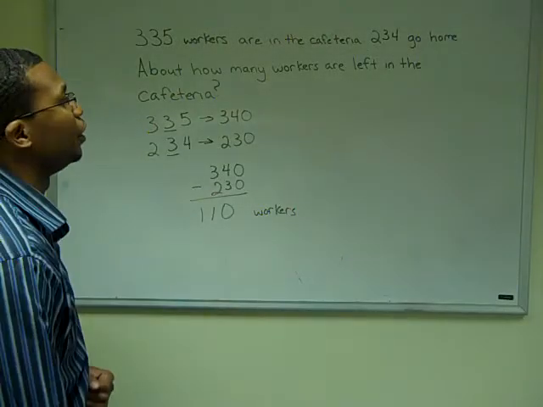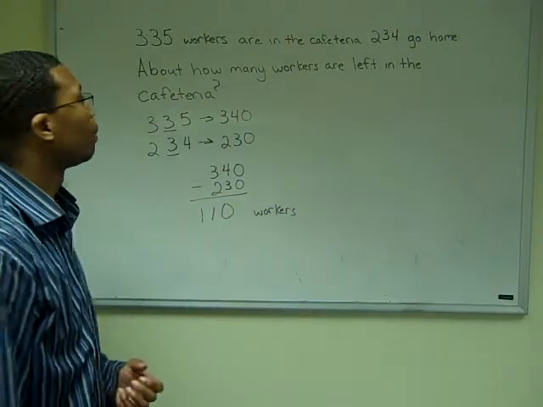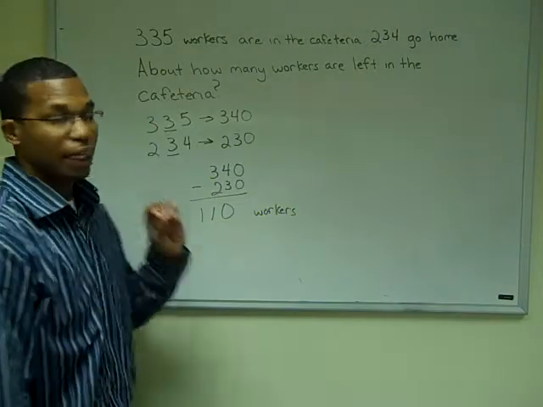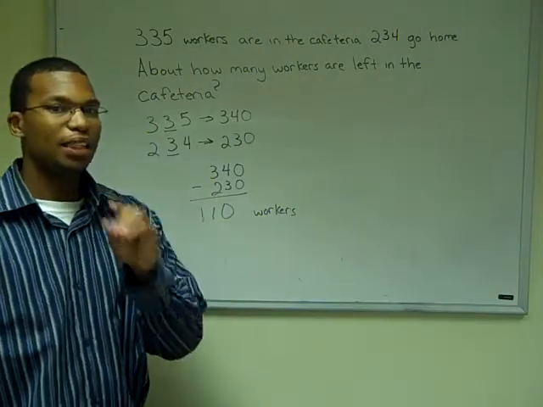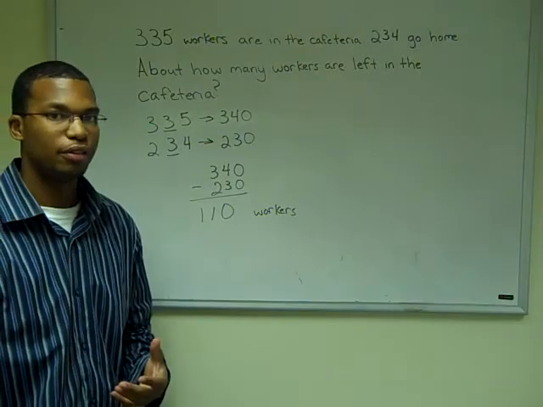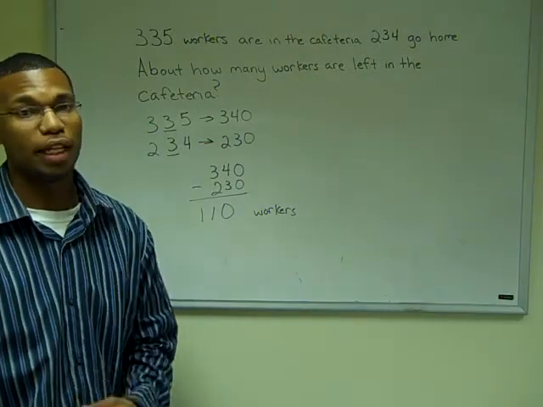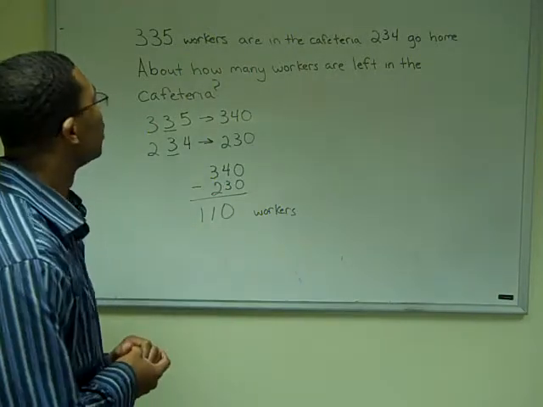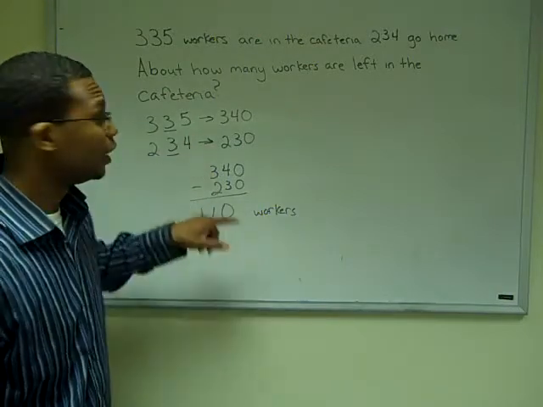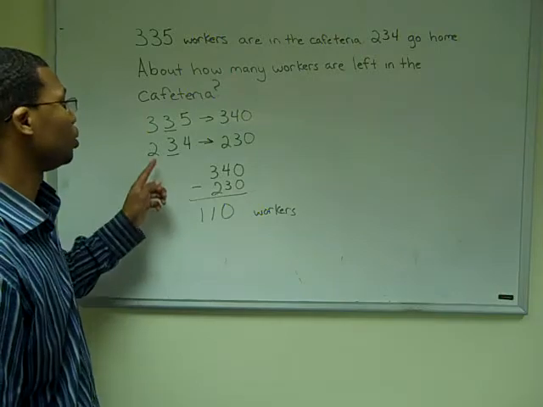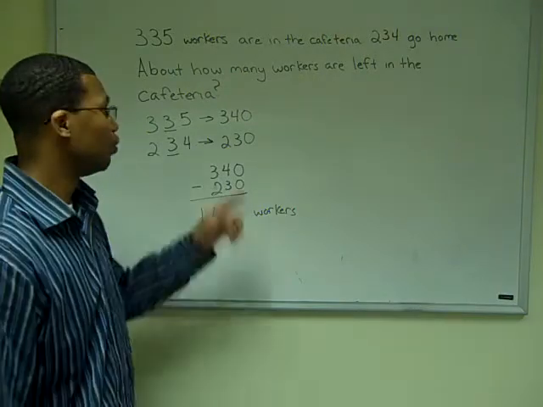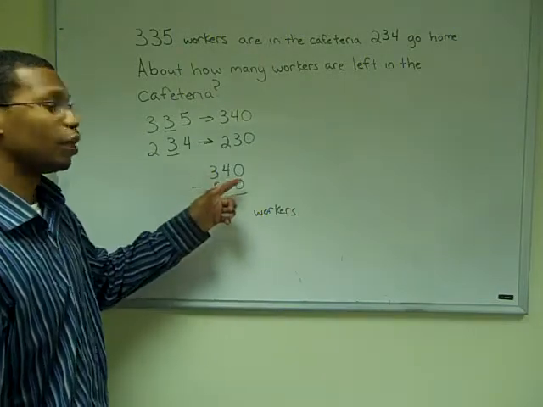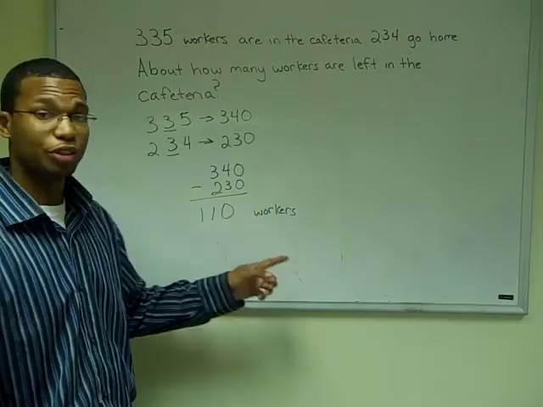335 workers are in a cafeteria. 234 go home. About how many workers are left in the cafeteria? In this problem, I think the best application in rounding would be to the nearest tenth. But it can be to the nearest hundred too if you like. But I think going to the nearest tenth would be the most accurate. So 335 rounding to the nearest tenth will go to 340. 234 going to the nearest tenth would be 230. And of course this is a subtraction problem. So 340 minus 230 equals 110 workers.